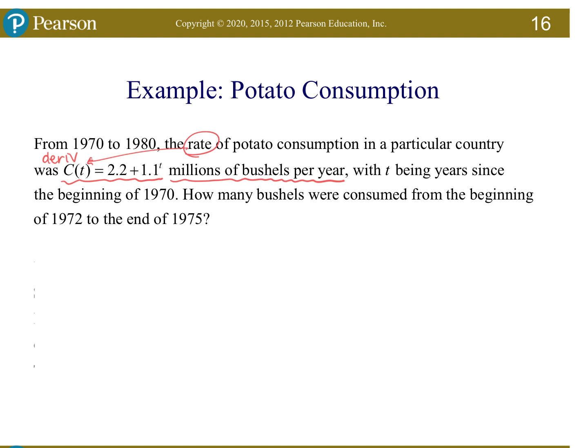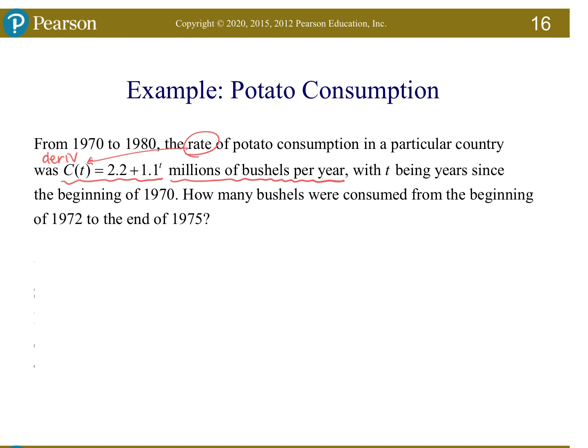And we want to know how many bushels were consumed. Now the word accumulation is not in there, and the word total is not in there, but it's implied. How many bushels were consumed? How many total bushels of potatoes were consumed from the beginning of 72 to the end of 75. All right, anybody want to take a stab at writing the integral for this one? Brandon, you want to try it? Okay, write us an integral.